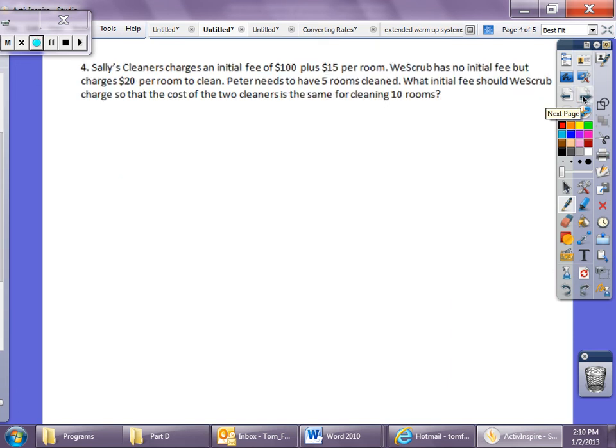Look at question number 4. It says Sally Cleaners charges an initial fee of $100 plus $15 per room. So we can say, well, here's Sally's, which is $15 per room, 15x, plus 100.